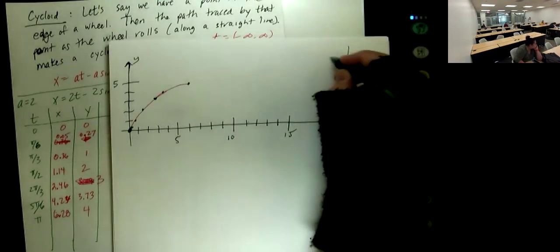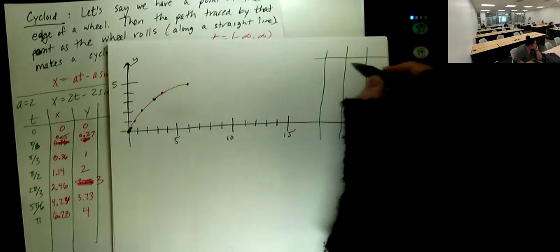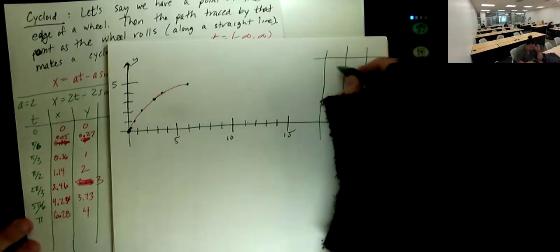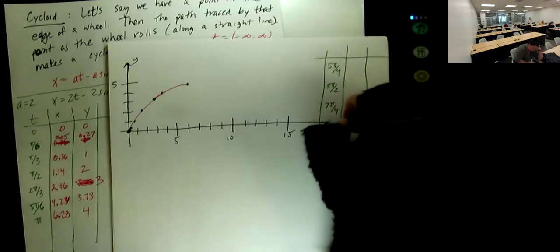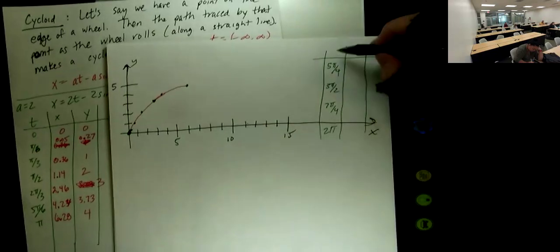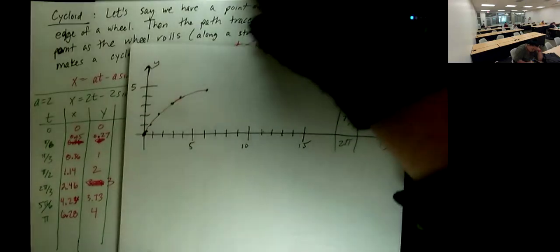Finish that off, I'm going to do increments of pi over 4. So I'll do 5 pi over 4, 3 pi over 2, 7 pi over 4, 2 pi. Those equations, where I can see them again. There we go.